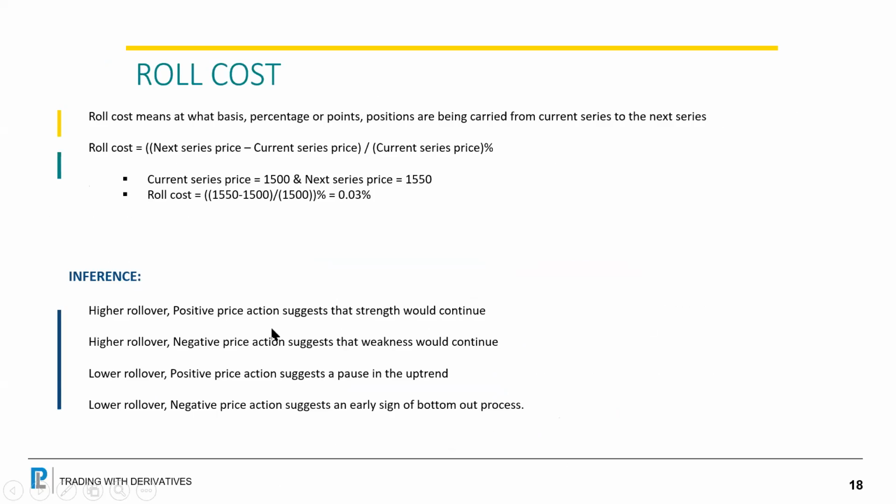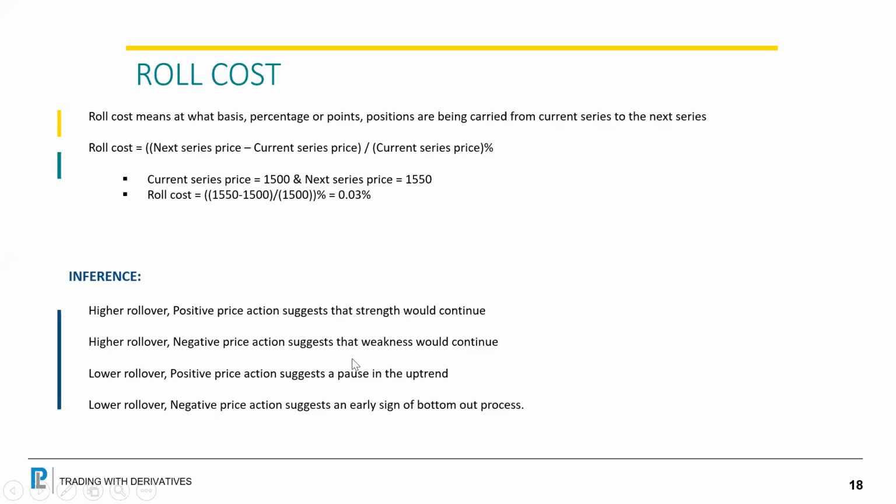High rollover and higher price action suggest that the strength would continue. Let's say Reliance: in August we have 90% rollovers, and the price is also on the top side. So maybe the August series will again see Reliance continuing with the bullish trend. And if the rollovers are high but the price action is negative, it means the weakness would continue.